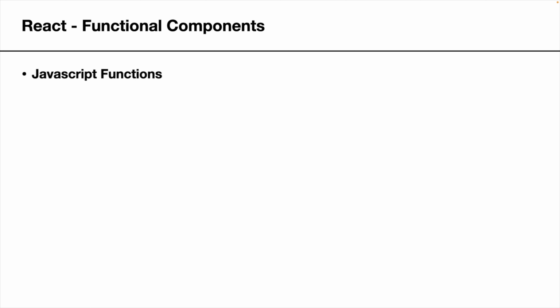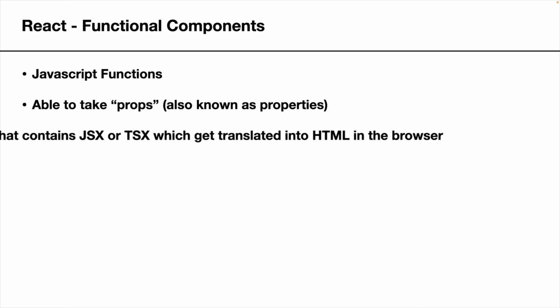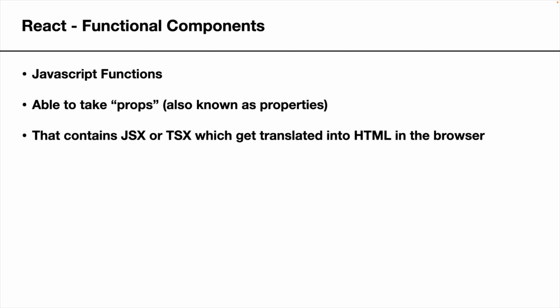Now to start off, what are functional components? Functional components are a way of defining and creating reusable UI components using JavaScript functions. These JavaScript functions also can receive props, short for properties, as an input and return a React element describing the component's UI. So think of it as you can plug in data into the function to show custom data for the same component. These functional components contain JSX or TypeScript code, which gets translated into HTML in the browser.